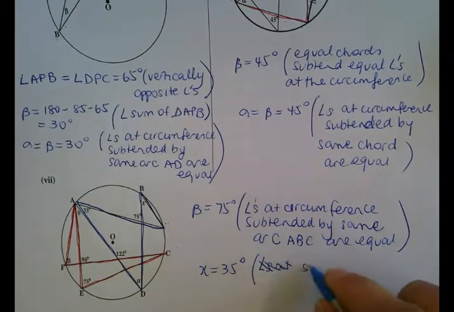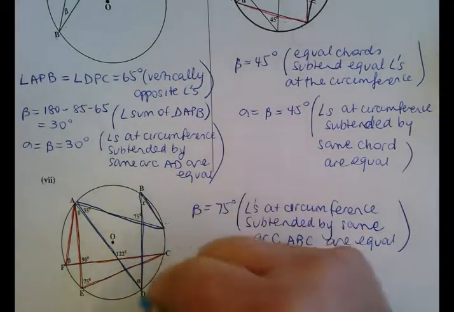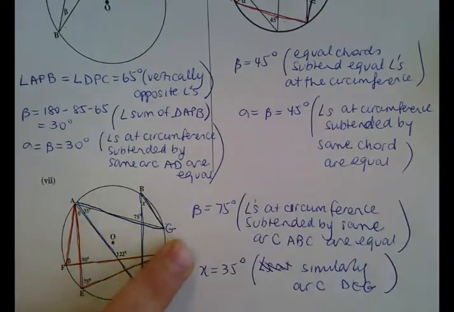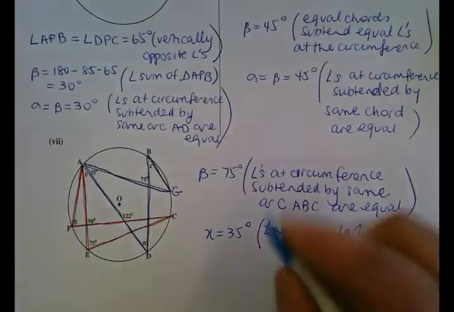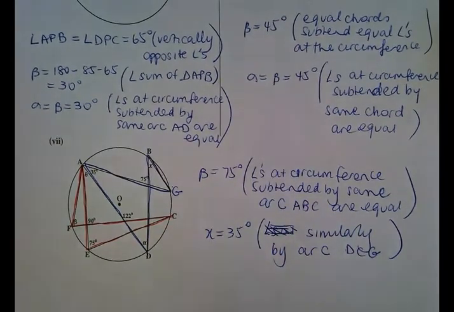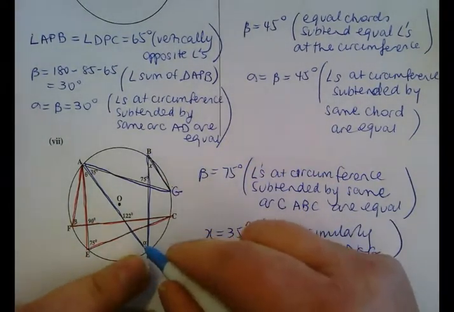Similarly, I'm just going to put similarly because it's the same reason, but by arc, that one's not mentioned. Let's call it point G. By arc D, C, G, I think that point came off. I've called it point G. Similarly, by arc D, C, G. Right. And what else? Alpha.